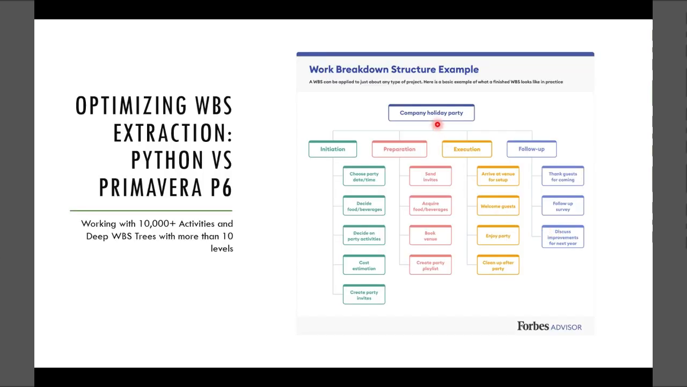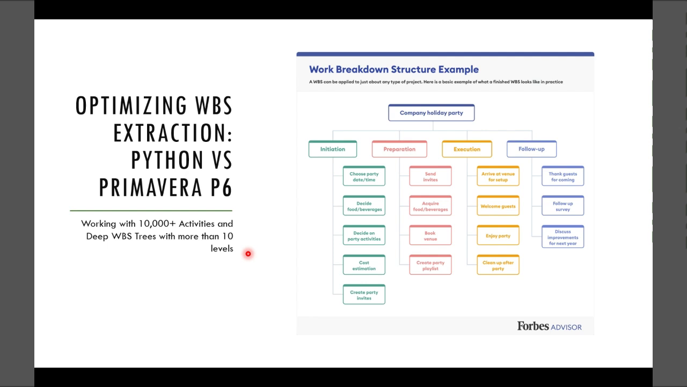So what is a WBS? A WBS is a way that we can structure and organize all the scope that needs to be delivered in a project. But what happens in infrastructure projects, sometimes we have more than 10,000 activities and we might have more than 10 levels of WBS.